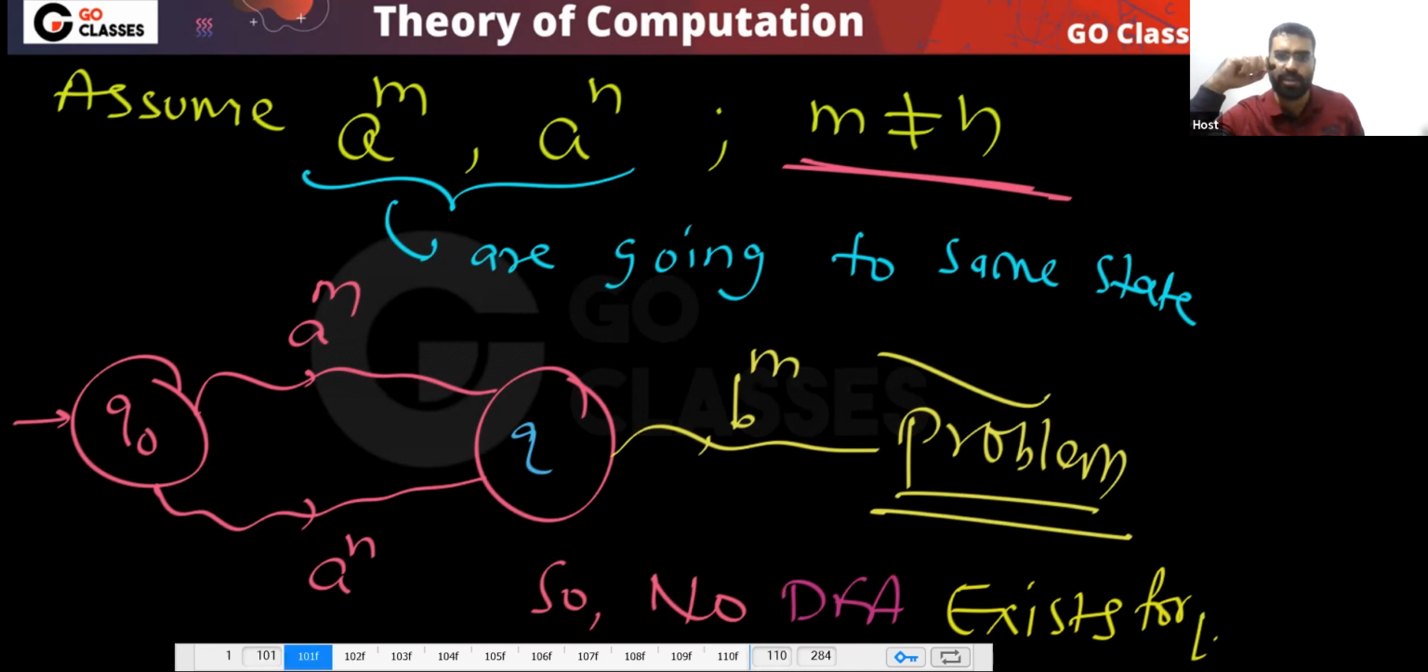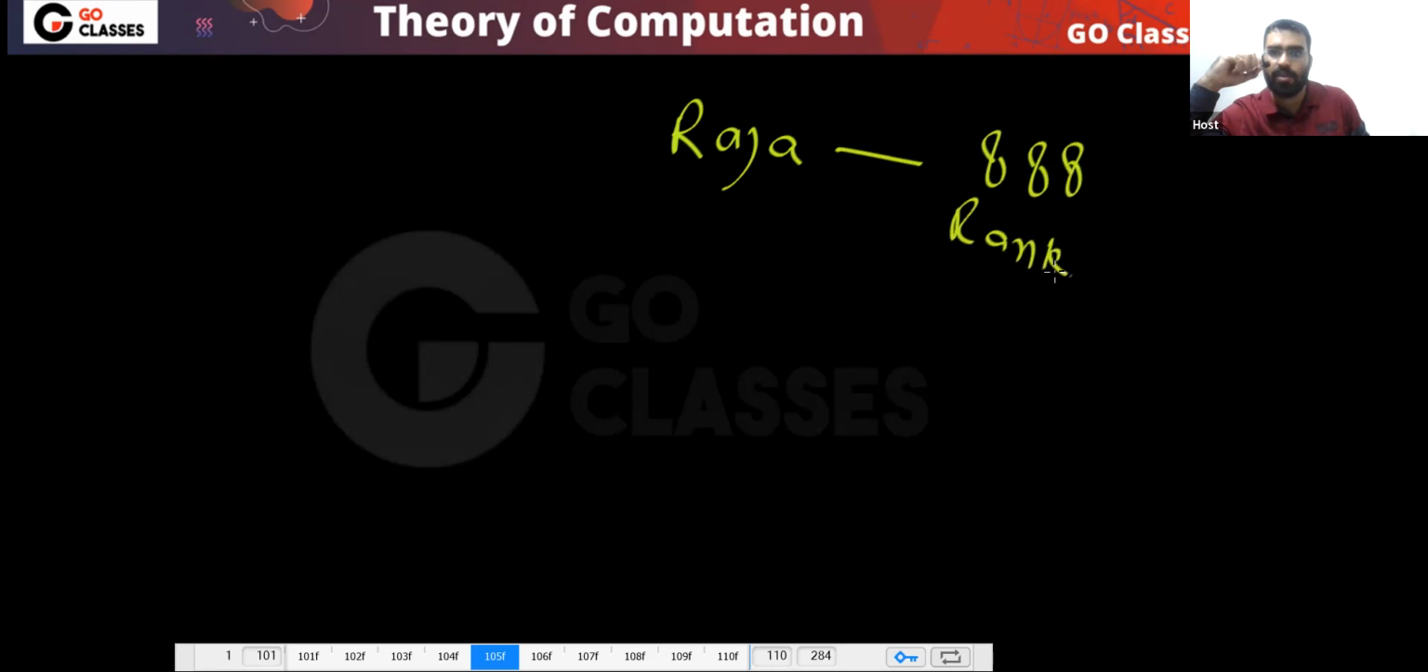Did you find this proof interesting? This is the formal proof. Today I was talking to one person, let me tell you. This is my friend Raja. He had, I think, 888 rank in the GATE exam, and still he went to ISC.